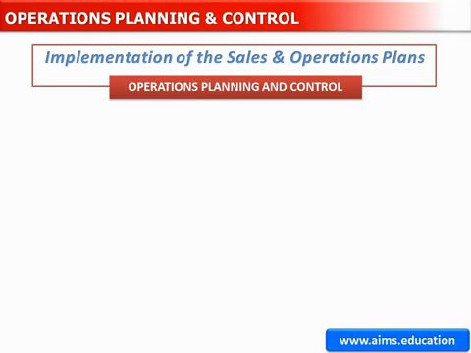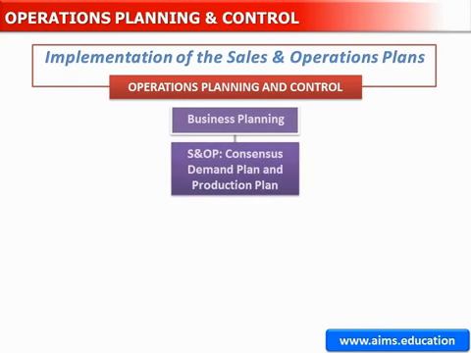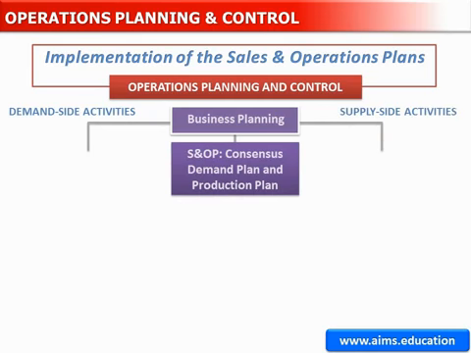This exhibit provides an overview of how business planning, based on organizational strategy, is used to develop a consensus demand plan and a production plan in sales and operations planning, based on inputs from the demand and supply sides of the organization, the left and right columns. The center column below sales and operations planning shows the supply side outputs.